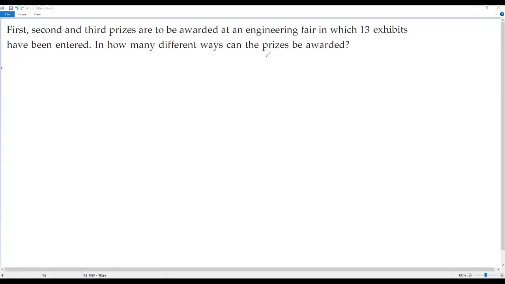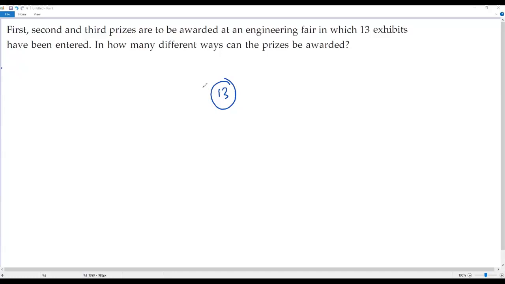As soon as I read the question, how do I know that the concept of permutation has to be used? For that, let's understand the concept permutation. Some objects are given out here. Let me consider the same stuff what we have in this question. 13 exhibits, that is 13 objects are given. So my aim is to select 3 out of this 13 and also arrange those 3 in a particular order. That is the first, second and third.